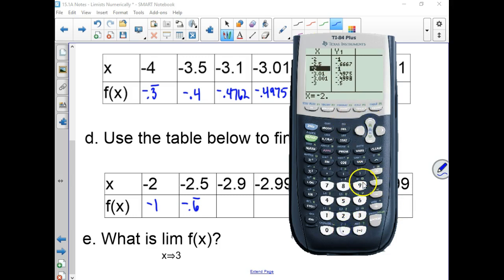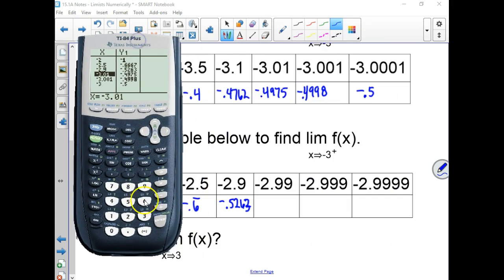Negative 2.9, we get negative 0.5262, or 63. And then when we type in negative 2.99, negative 0.5025, and negative 2.999. I get, and you may become convinced of what it's approaching long before you actually finish this table that I have set for you, and that is fine.